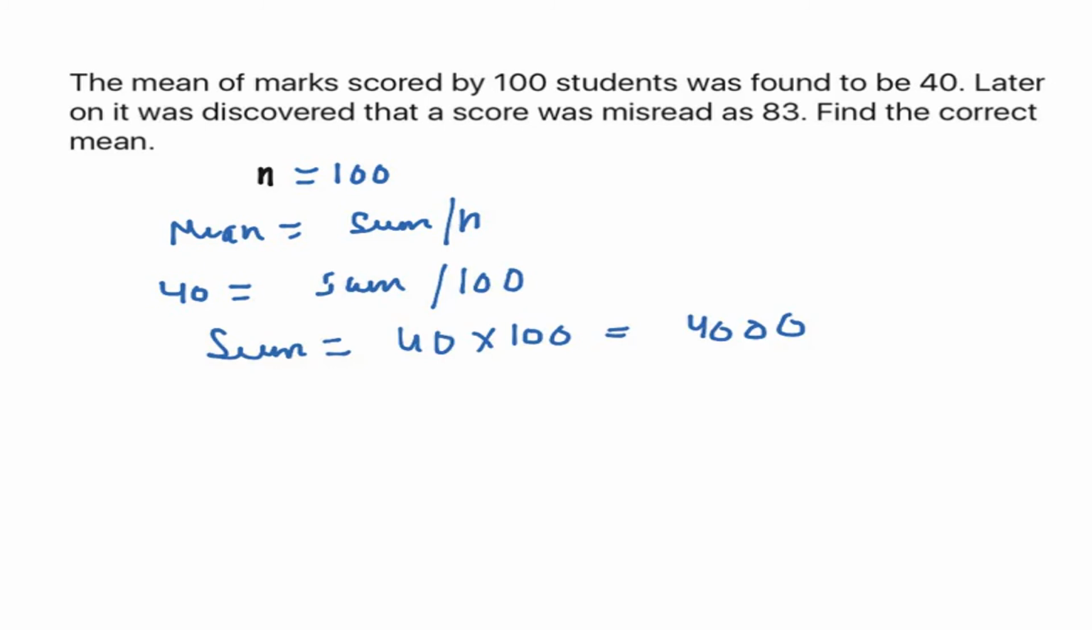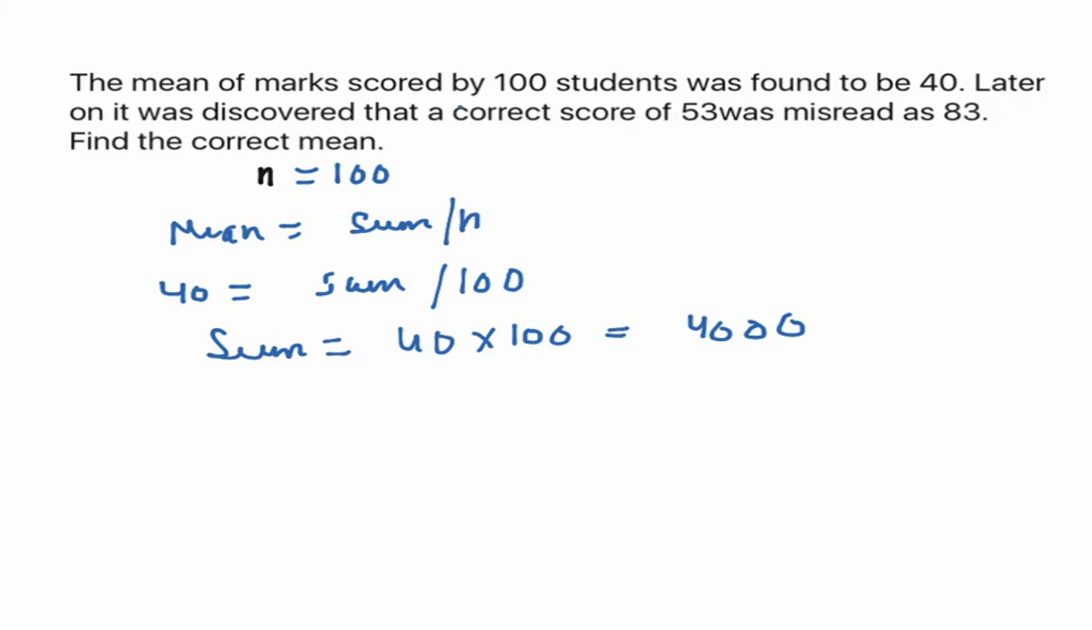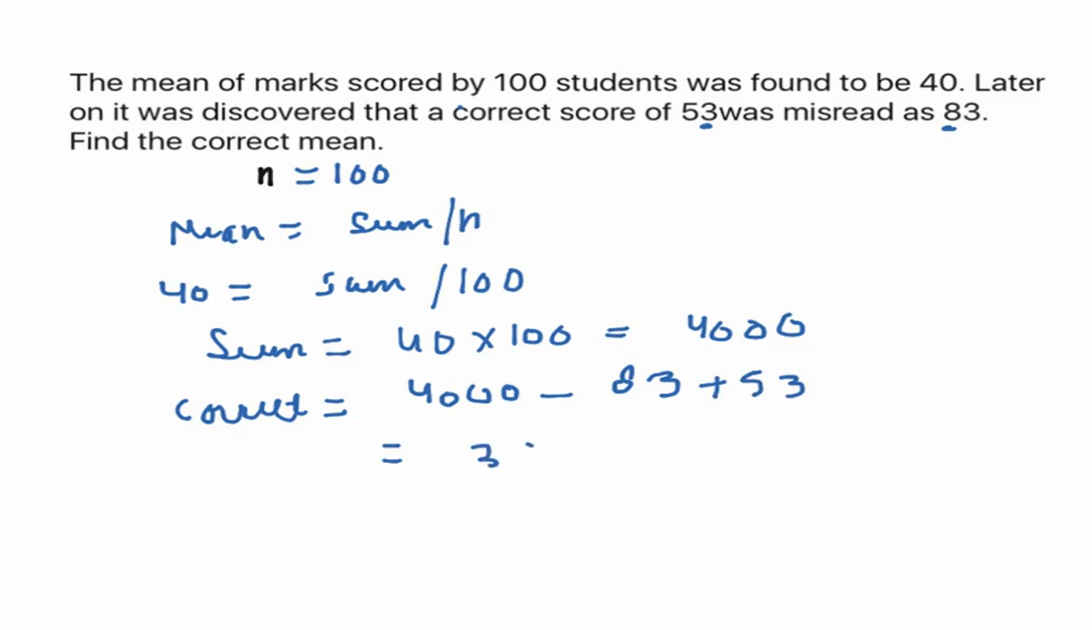Now we have to find out the correct sum of the observations. So how will we find it out? The original number was 53 but we misread it as 83. So the sum that we get from the incorrect number is 4000. From this we will subtract 83 as this is the incorrect one, and we will add 53. When we calculate it, we will get 3970. That means this is the correct sum.